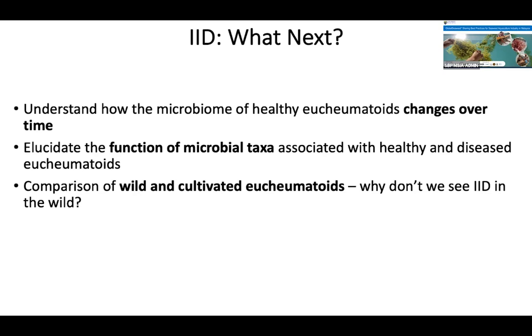We should also prioritise comparison of the microbiomes of cultivated and wild eucheumatoids, which don't seem to have anywhere near the same problems with ice-ice disease, either from our search of the literature or from the sampling that's taken place during GSS. So understanding the differences in the microbiome of wild and clonally propagated cultivated eucheumatoids may give us some insight into this apparent difference in susceptibility.